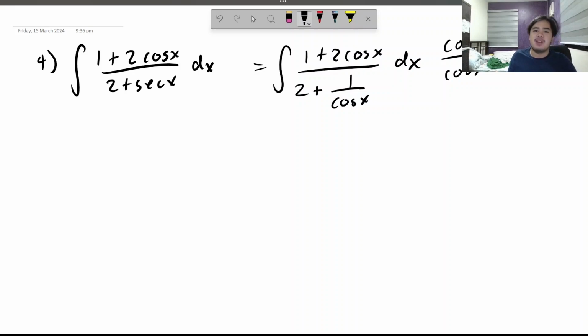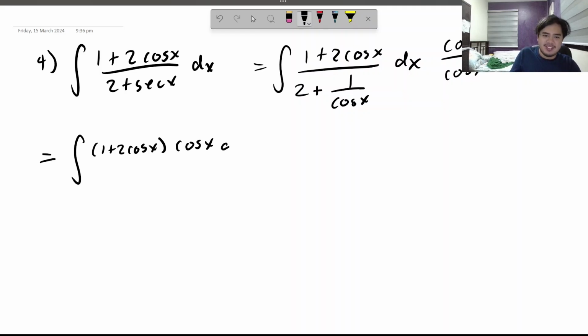It appears a lot in mathematics, multiplying both the numerator and denominator by cosine x. Review. So let's try not to actually distribute the numerator. Let's just make it like this. Now, why didn't I distribute the cosine already? Wait, just wait a moment. This is gonna be fun.